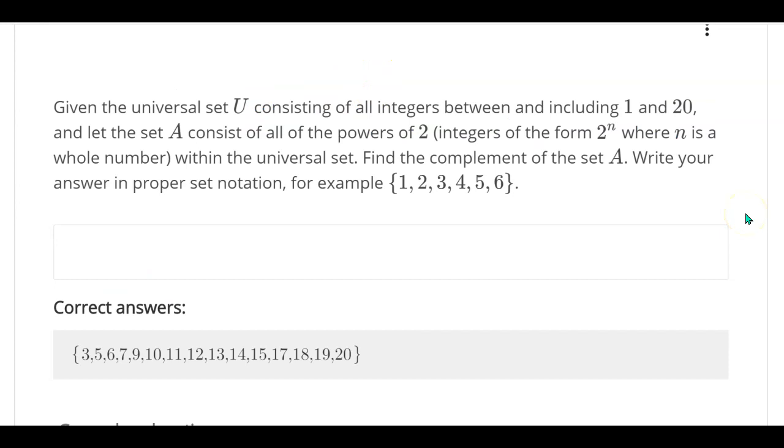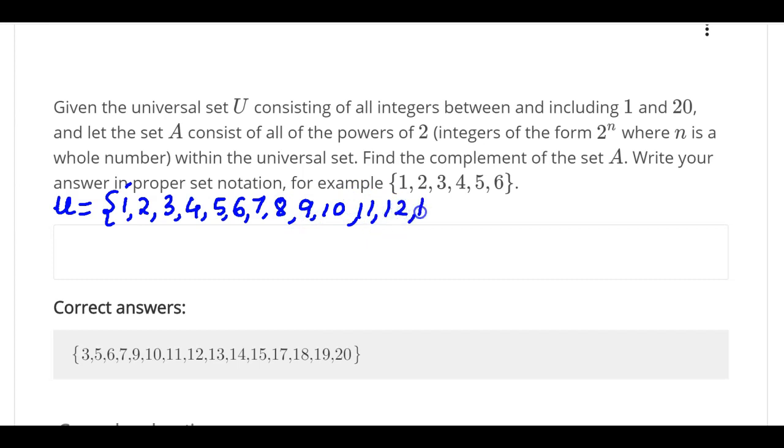Given that the universal set consists of all integers between and including 1 and 20, so I have a universal set U. So let me go ahead and write that down here. 1, 2, 3, 5, 6, 7, 8, 9, 10, 11, 12, 13, 14, 15, 16, 17, 18, 19, and 20.